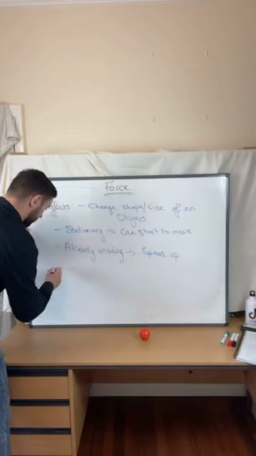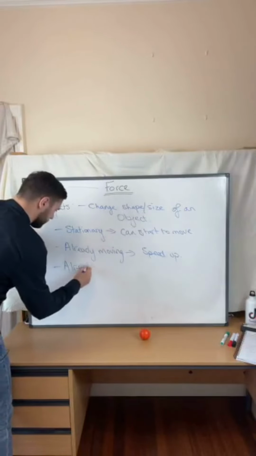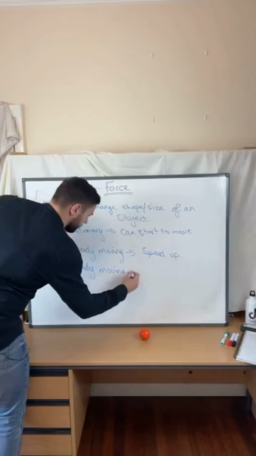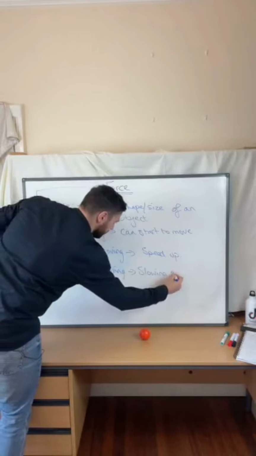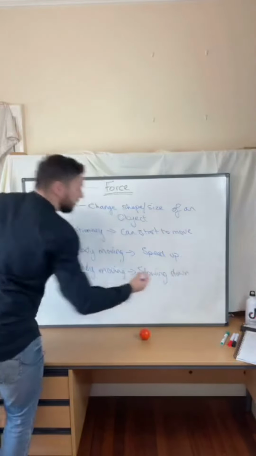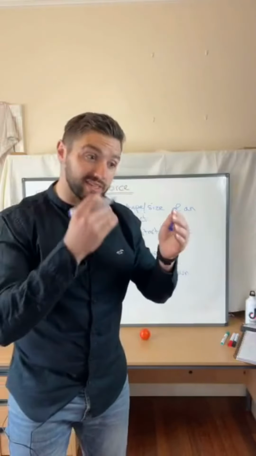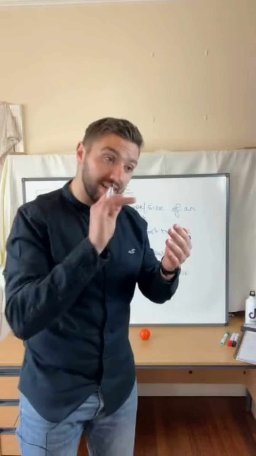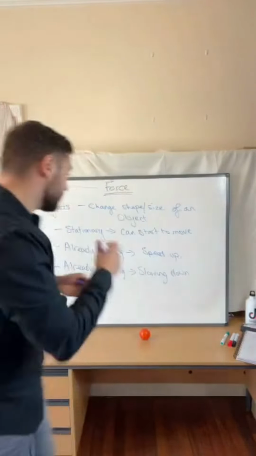If it was already moving and we applied more force, it's going to speed up. We could also have the idea that something that's already moving is slowing down. That means the force we're applying is acting in the opposite direction, counteracting the force that is moving it forward and pushing against it to slow it down.